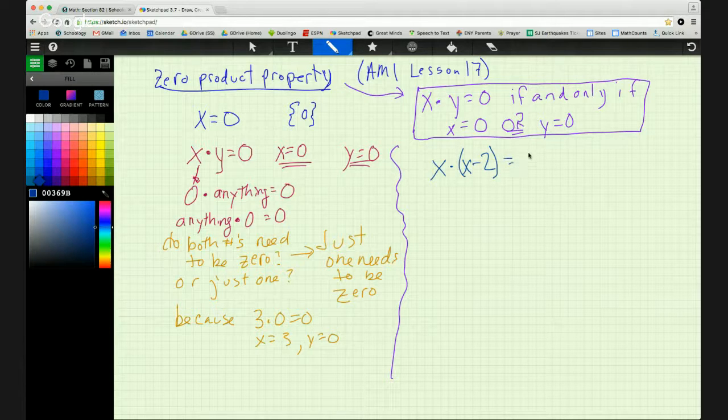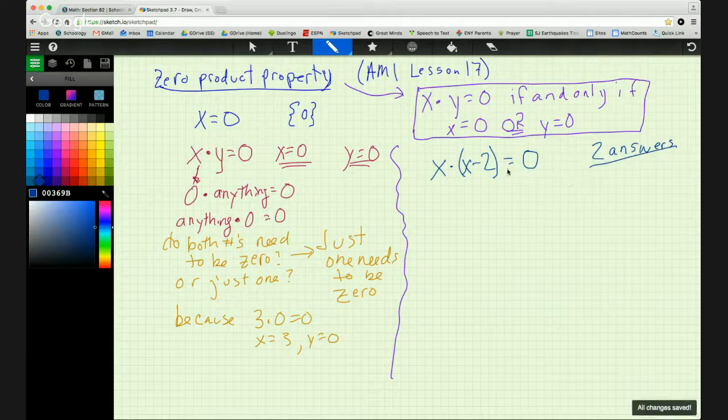x times x minus 2 equals 0. So when does x times x minus 2 equal 0? It's not just one answer. We're going to be dealing with equations that have two answers. There are two answers to this problem.